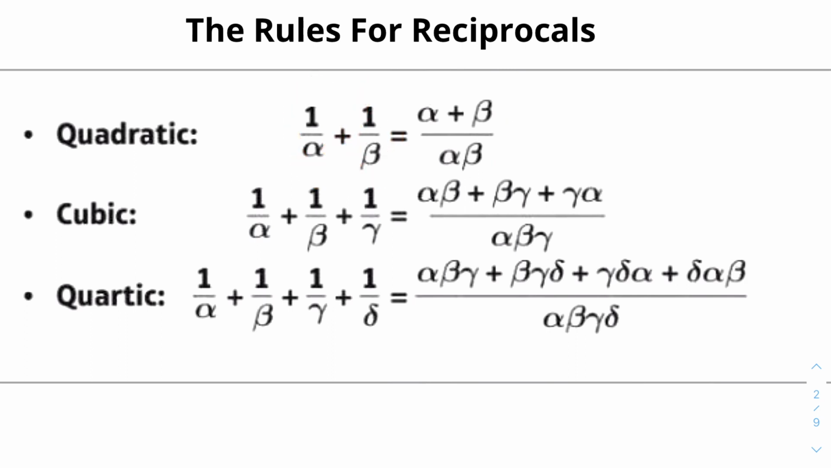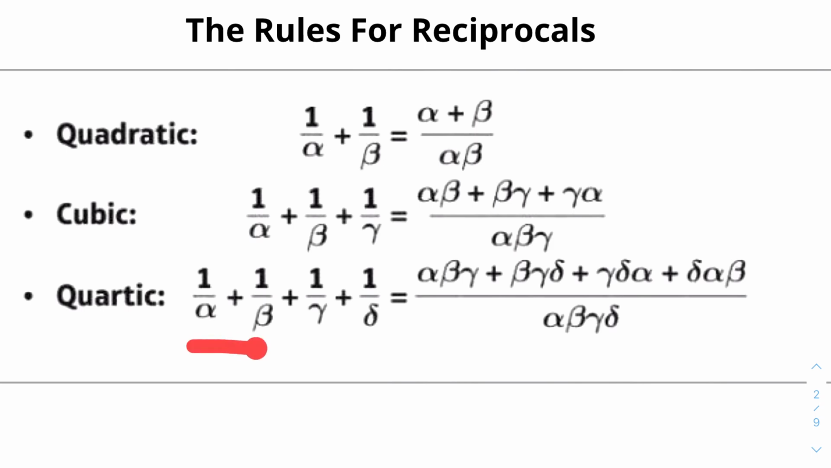And for the cubic one, we have to times each term by the 2 other roots. So what it means is that we have to make the denominator alpha beta gamma. So to do this, we times this by beta gamma, so it will be beta gamma over alpha beta gamma. And this we times by alpha gamma, so plus alpha gamma over alpha beta gamma. And this we multiply by alpha and beta to get alpha beta over alpha beta gamma. And add them up to get this expression.